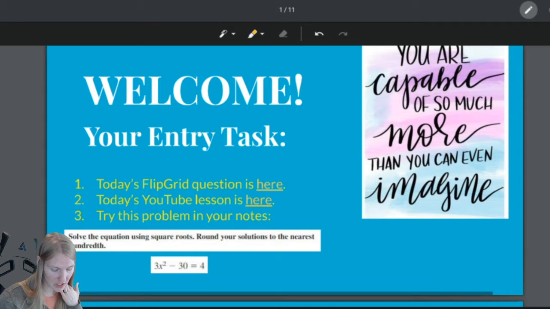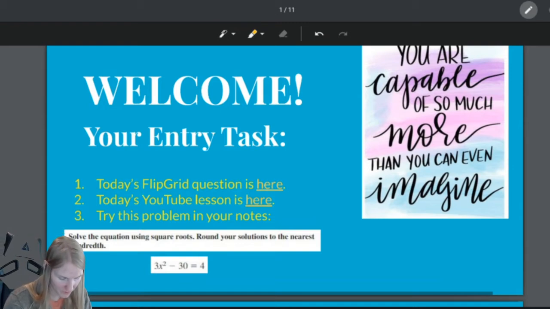Okay. Solve the equation using square roots. Round your solutions to the nearest hundredth. Okay. We can indeed do that. So remember that to do this, we are trying to get x by itself. So here, we will need to add 30 to both sides. That gets rid of this.